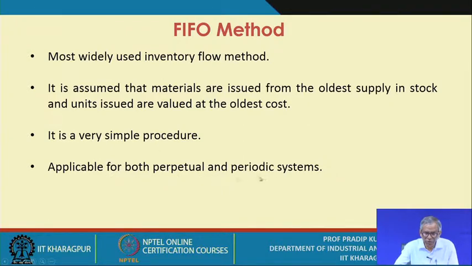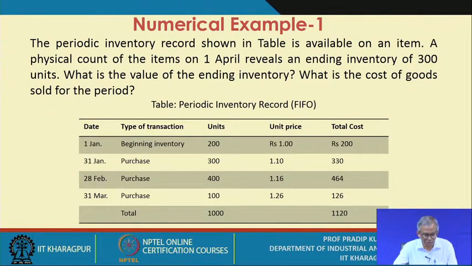It is applicable for both perpetual and periodic systems. What are these? These are two inventory control systems. The perpetual, or continuous review system, is also known as the Q system of inventory control, and the periodic review system is also referred to as the P system of inventory control. You are aware of the modeling of these two kinds of inventory control systems. Now, let us first take two numerical examples related to the first in first out method.